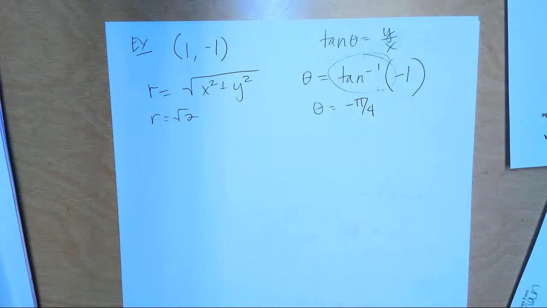Y over x. If x is 0, your calculator is going to give you an error. I'd have to think about it. You're probably not going to get one like that, but it's just good to always be cognizant of that.